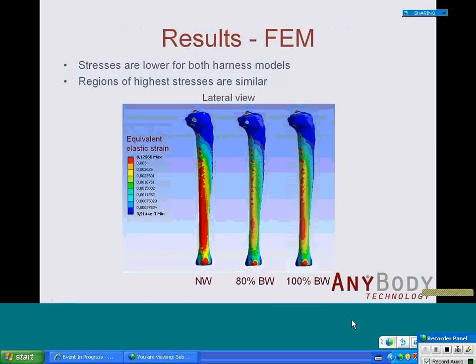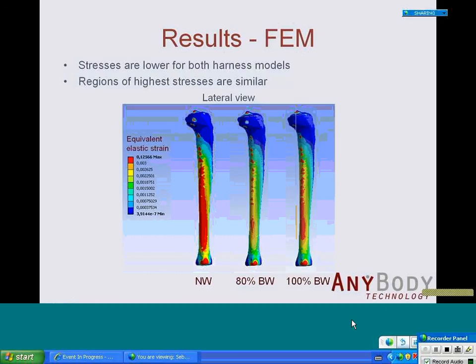You can see the stresses, the strains, in this case, for normal walking in the tibia, and you can see the strains for extension of 80% body weight and pretension of 100% body weight. And what we can see is that the strains are lower for both cases of the harness walking. And that's interesting because it's lower even for the case of the 100% body weight model, where the ground reaction forces show a higher level than in the initial normal walking model.